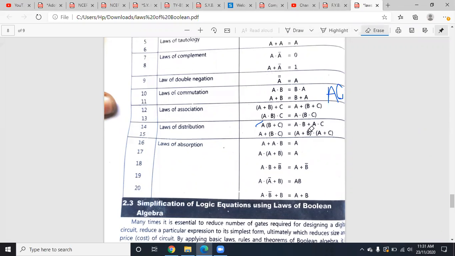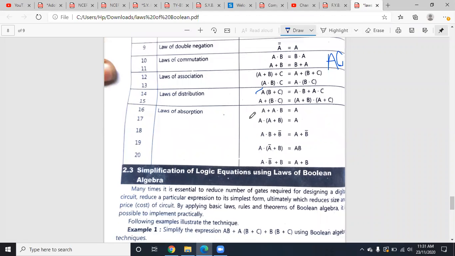Now the second law is what? It is A plus B dot C. Now what will happen? Again, this A will get multiplied with the entire bracket, but there will be multiplication. Correct. So A plus B will be my first term, dot A plus C. Understand?